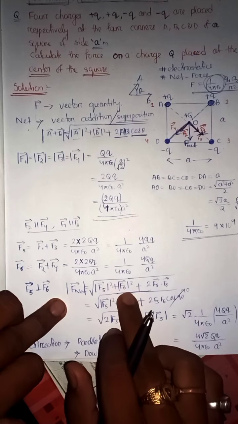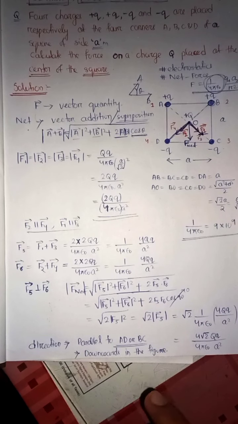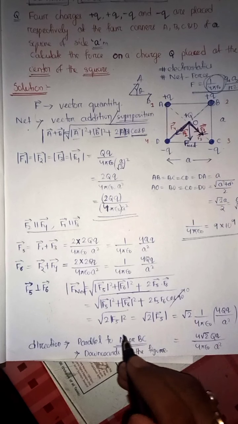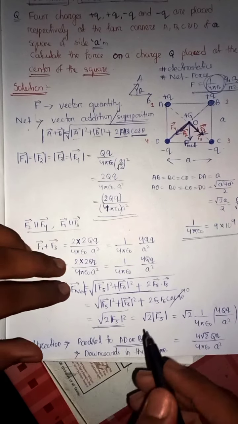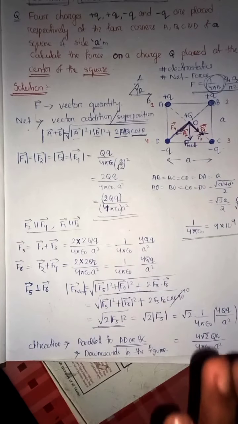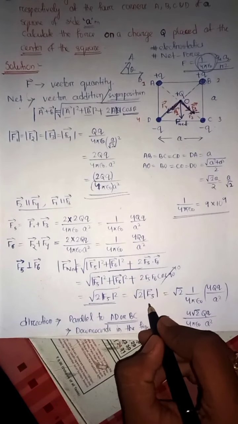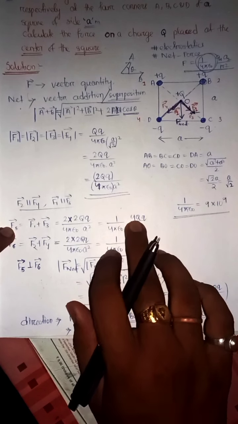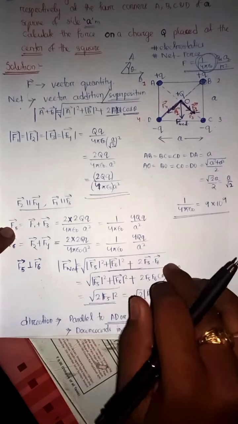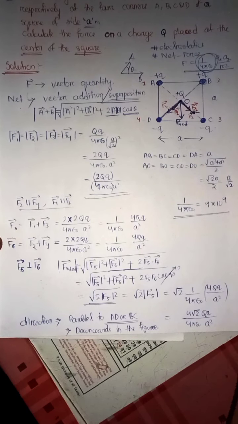root of F5 square plus F6 square plus 2 F5 dot F6. So F5 and F6 are perpendicular, so the angle between them is 90 degrees, and we know that cos 90 equals 0. So this becomes root 2 times F5. Why F5? Because F5 and F6 both have the same magnitude. So we'll find that it's root 2 times F5, and we have the F5 magnitude as 1 by 4 pi epsilon naught 4 Q, capital Q into small q by a square. So it's root 2 times 1 by 4 pi epsilon naught 4 capital Q small q by a square. That is the net force.